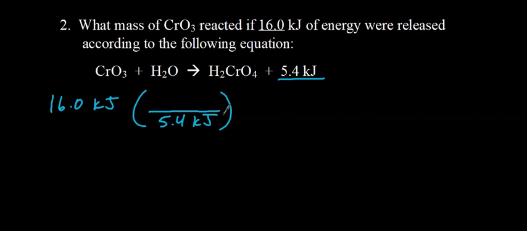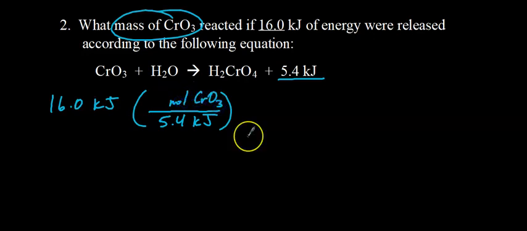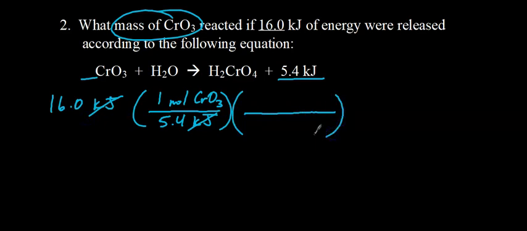Now, 5.4 kilojoules per what? So what substance are we dealing with here? We're looking for the mass of CrO3. So we want moles of CrO3 on top. So according to the chemical equation, 5.4 kilojoules of energy is released per how many moles of CrO3 that reacts? That would be 1 mole. So kilojoules cancels.